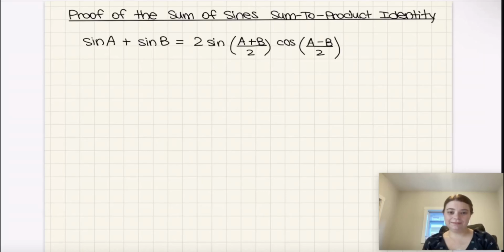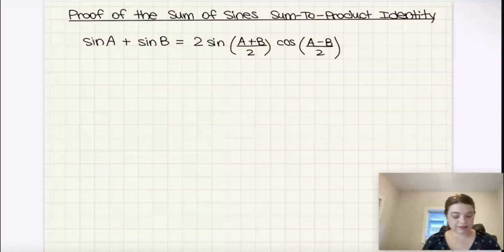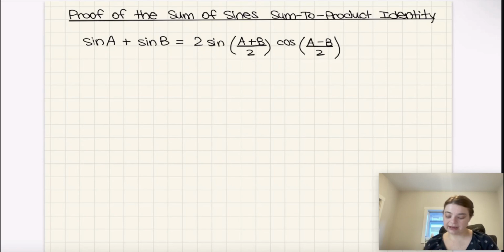Welcome back, everyone. Today we're going to be proving the sum of sines sum to product identity here. So first thing I notice is that on the right side we have 2 sine (A plus B) over 2 and cosine (A plus B) over 2.